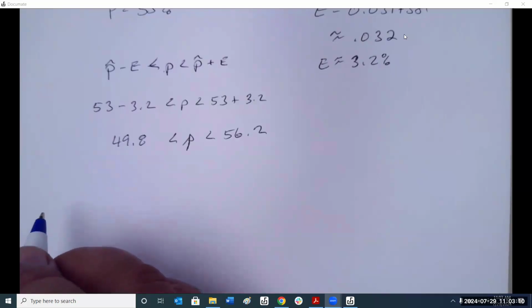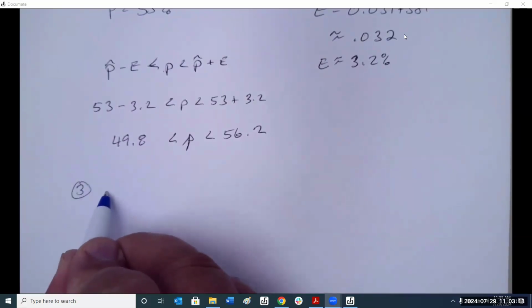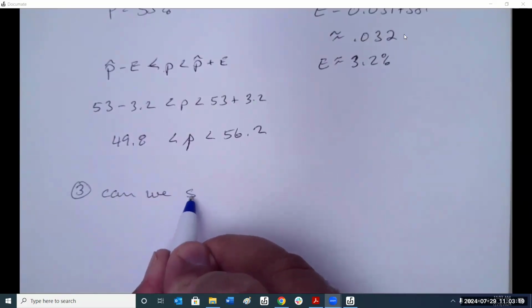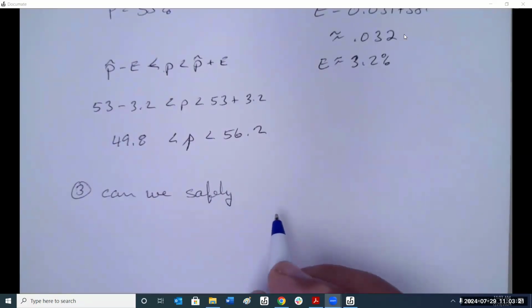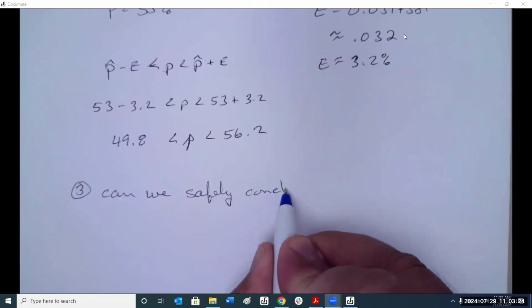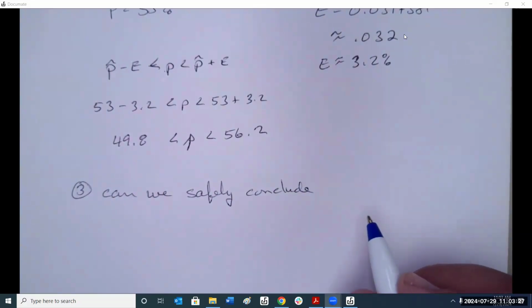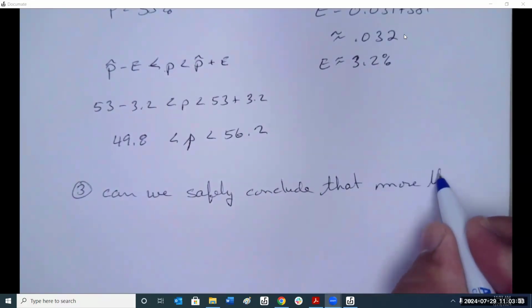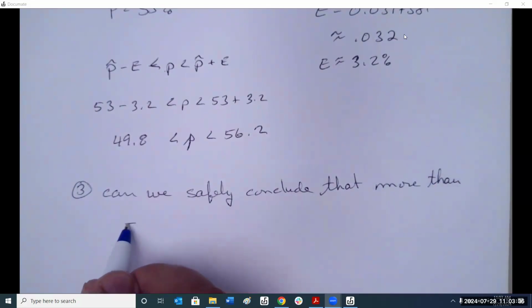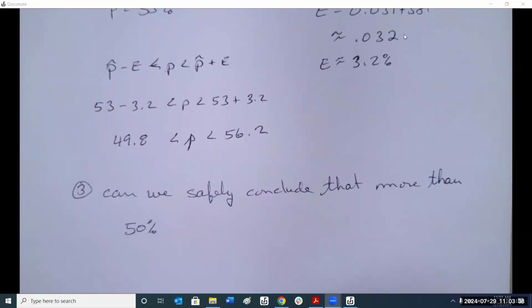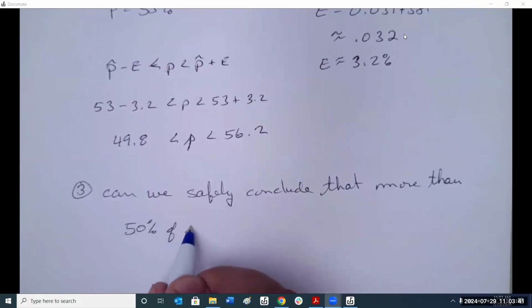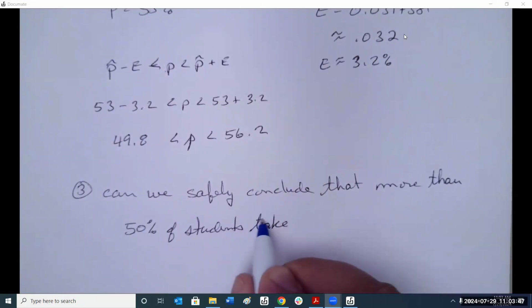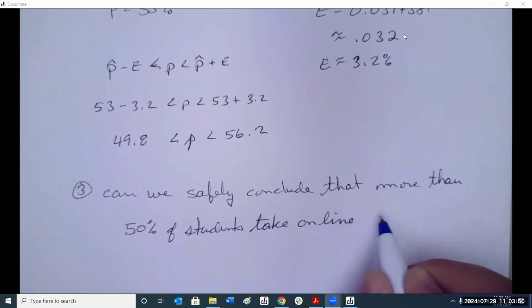This is question 3. Can we safely conclude that more than 50% of students take online classes?